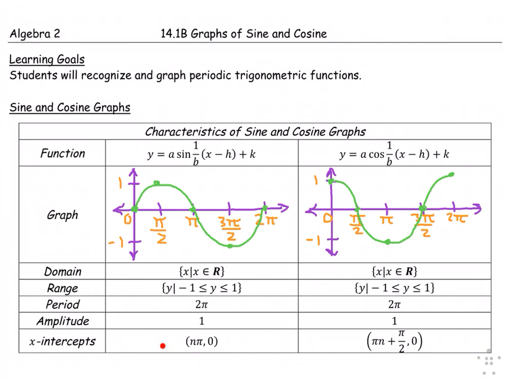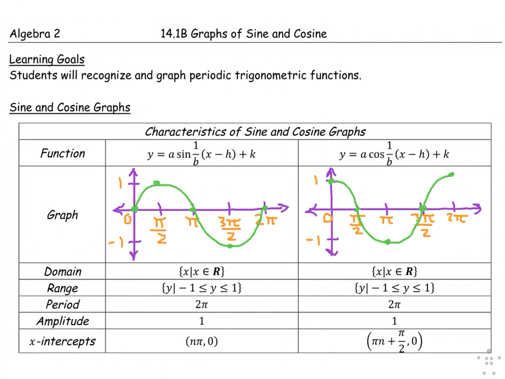And then let's talk about these x-intercepts. Because these are periodic functions that wave or progress forward and backward indefinitely, you have to have this n notation, where n is an integer. So for sine, at 0, it is 0. That is an x-intercept. But then after one multiple of pi, you get another x-intercept. And then at another interval of pi, you get another x-intercept. So that's why it's n pi.